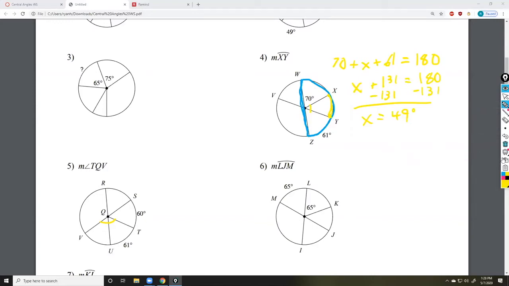And then sometimes you're going to get an even bigger measurement. So let's look at number 6. Any questions on number 4 before I go on to number 6?